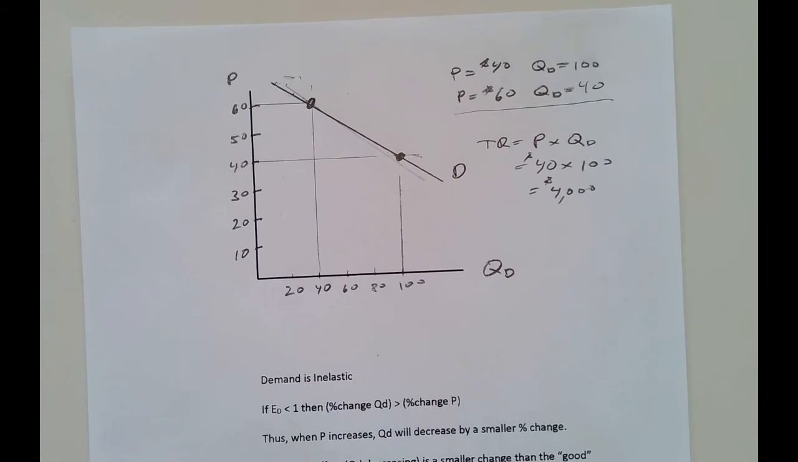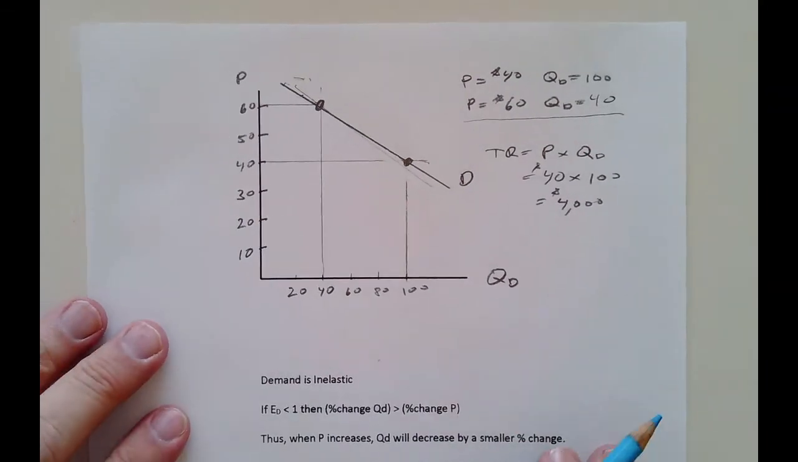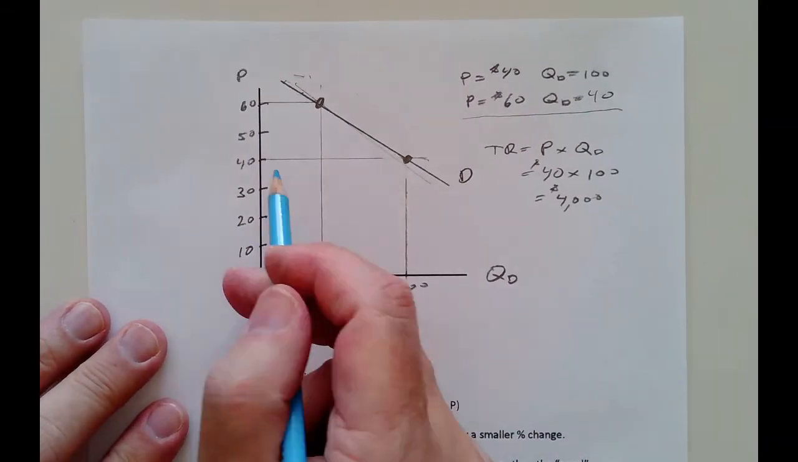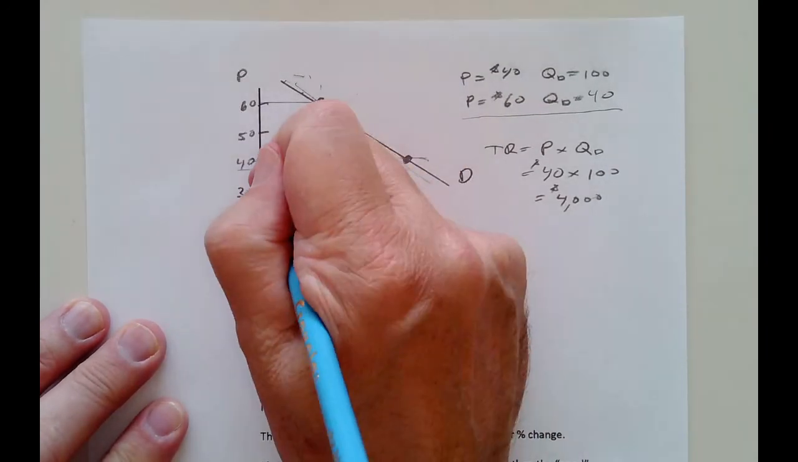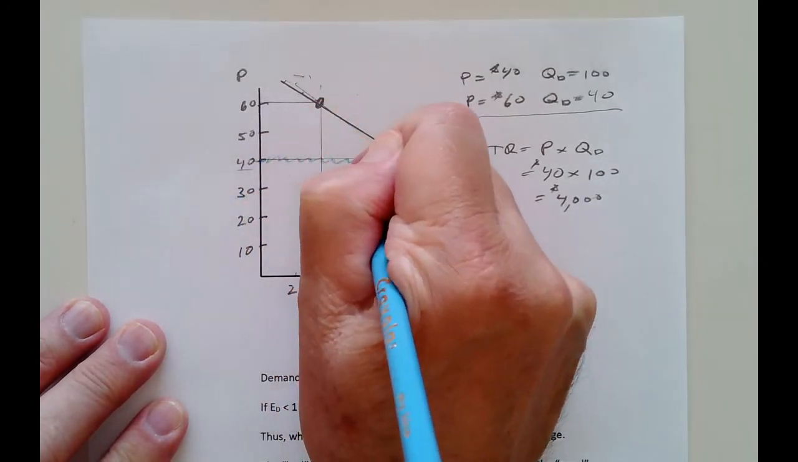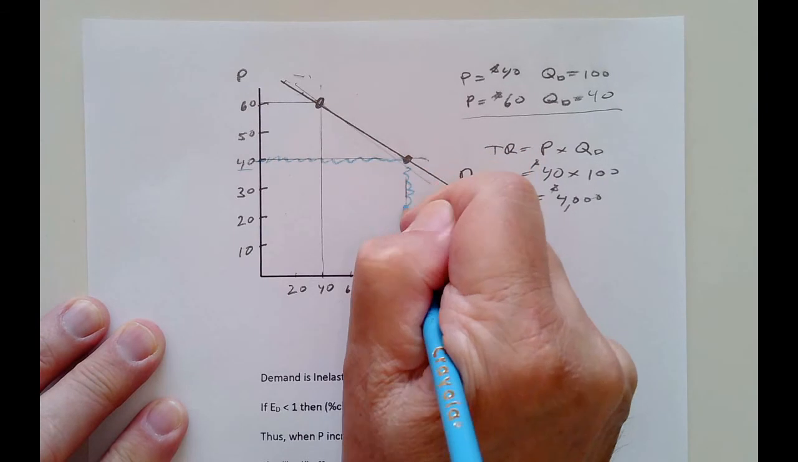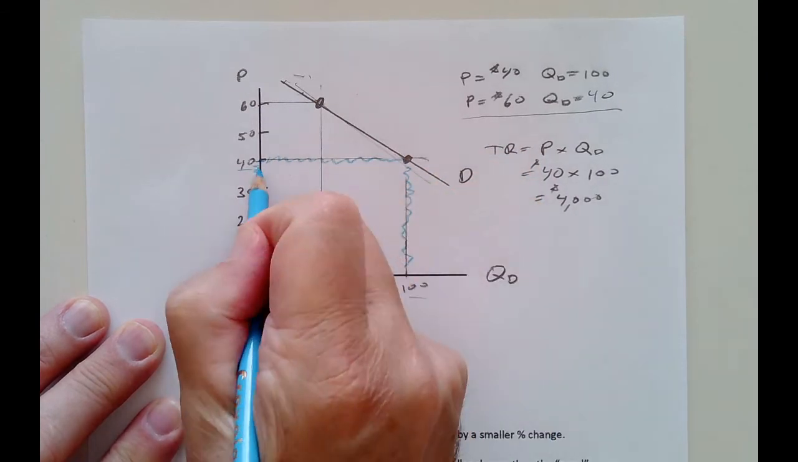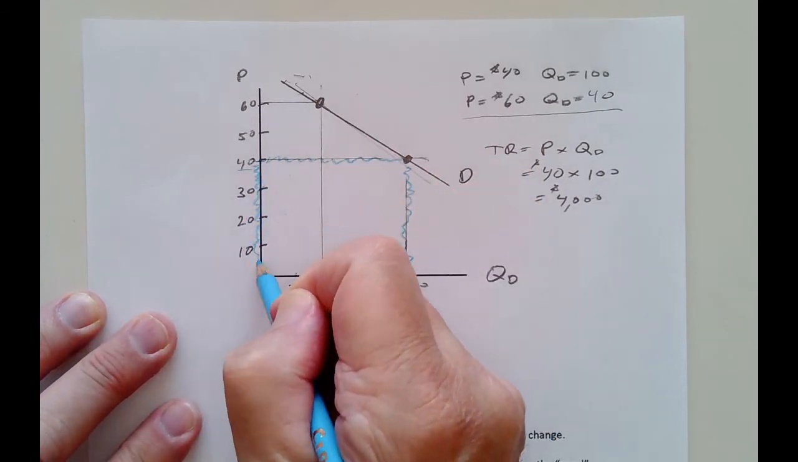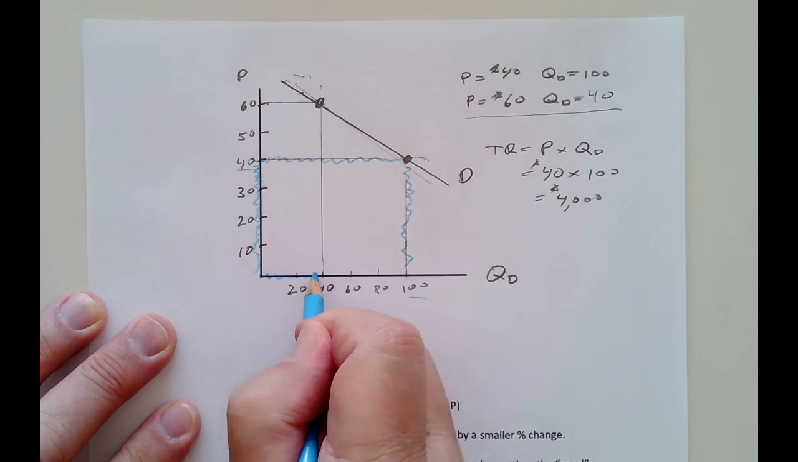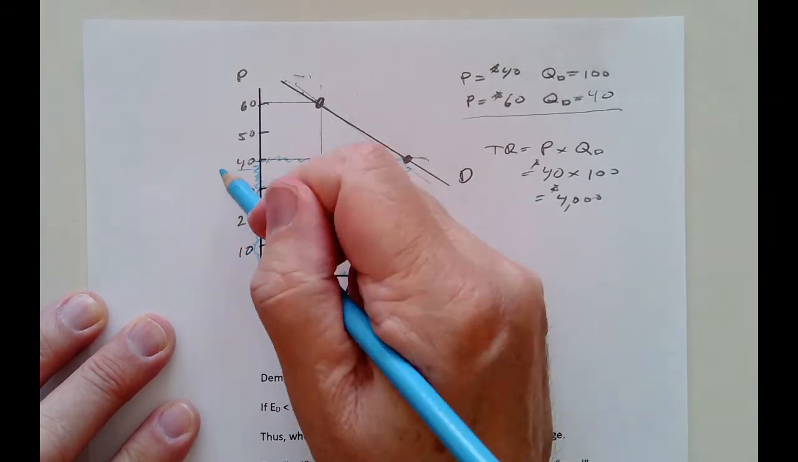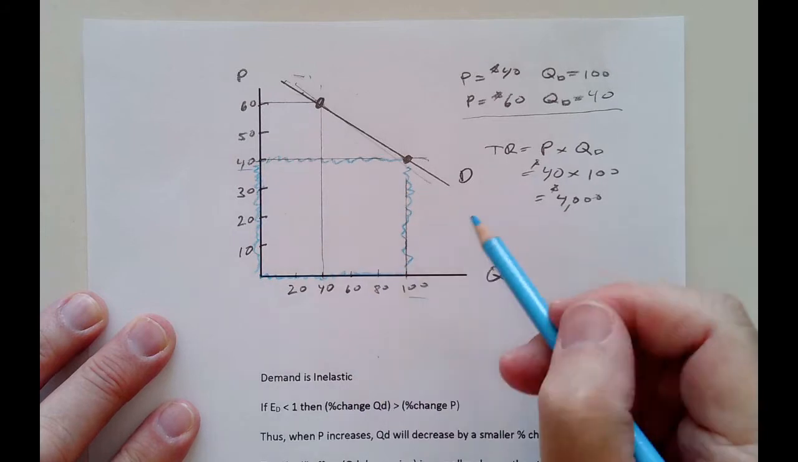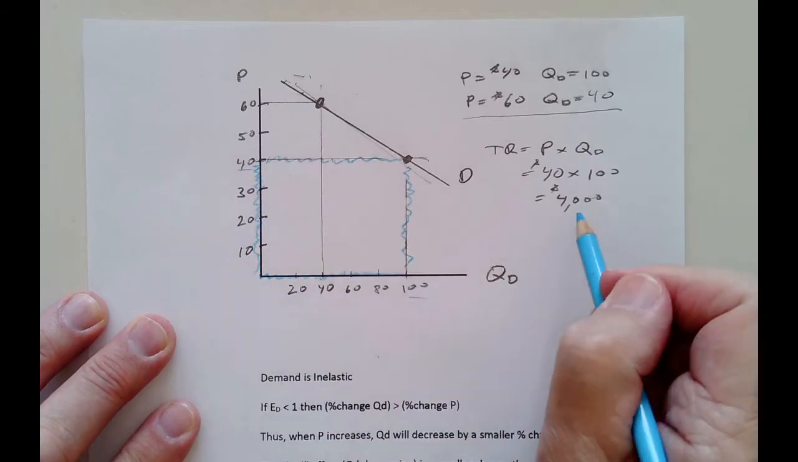Let me maybe get like a blue pencil. And so $40 right here times 100 would be this area right here. All this would be my total revenue. It's actually a rectangle. Area of a rectangle is base times height, right? And so the base here is your quantity demanded, your height is your price, and so base times height will give you total revenue of this area right here, which is $4,000.